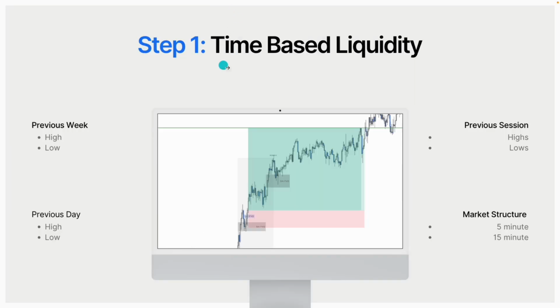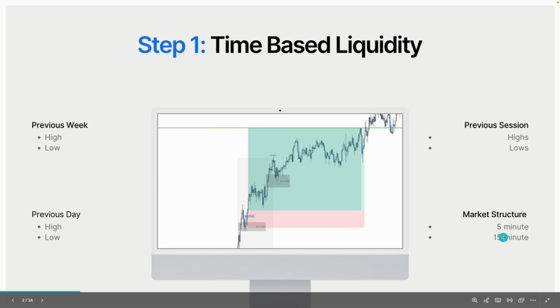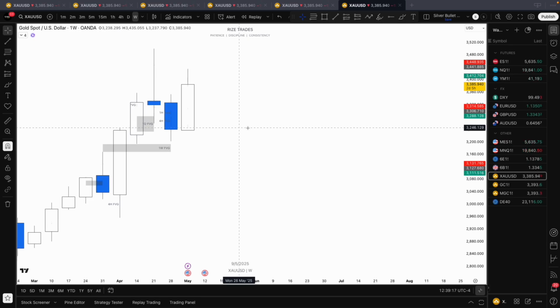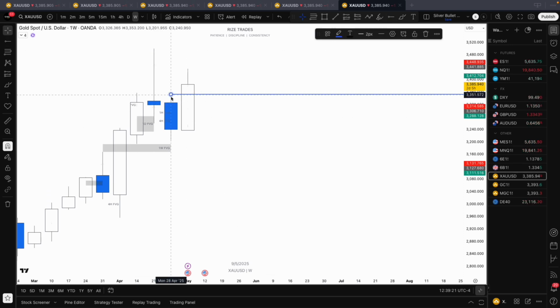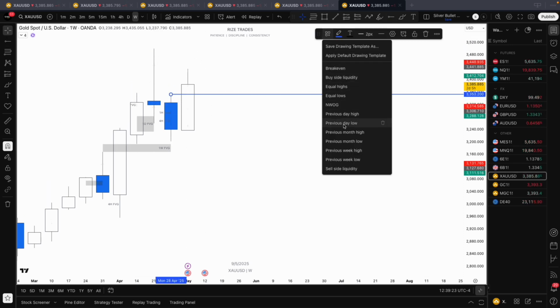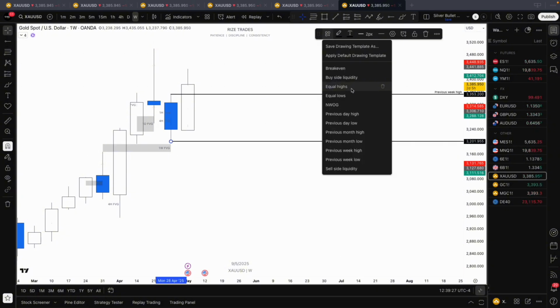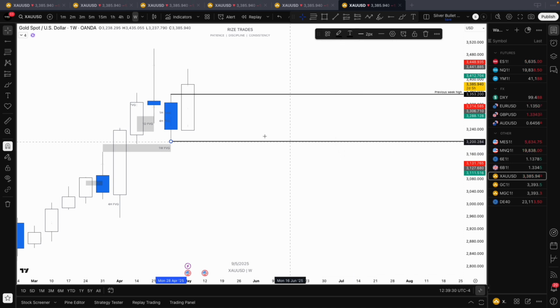So into step 1, time-based liquidity. Mark out your previous week high, low, previous day high, low, previous session highs, lows, market structure, 5 and 15-minute time frame. All very important, and I'll show you why now. So starting on the weekly time frame, I want you to come over here, put your ray in on the previous week high, as you can see here. So I just mark that out with previous week high. I do the same for previous week low. Obviously in this situation, previous week high isn't really of any interest because we've already traded above.